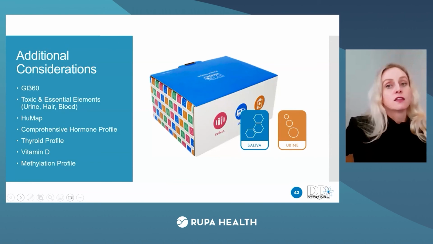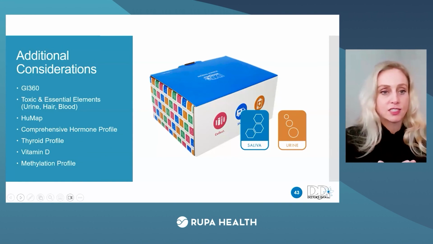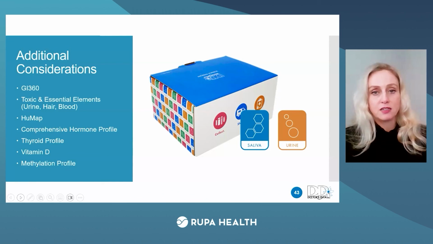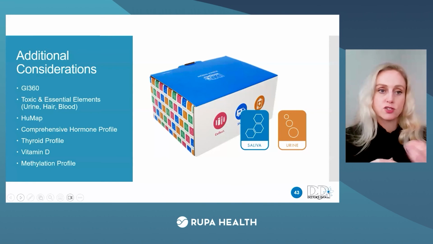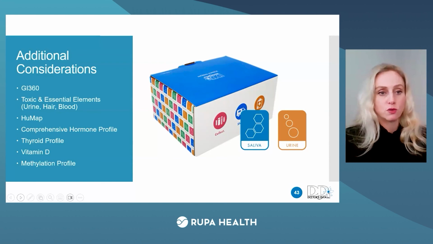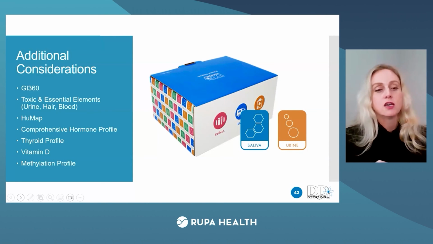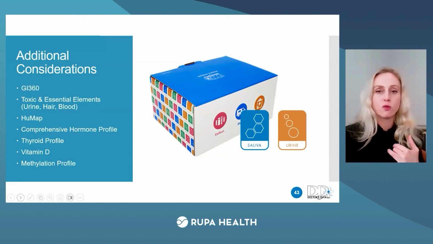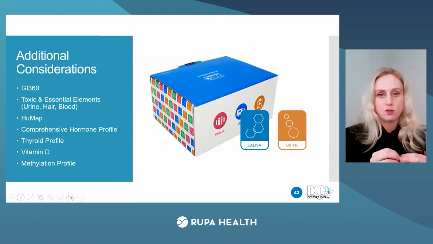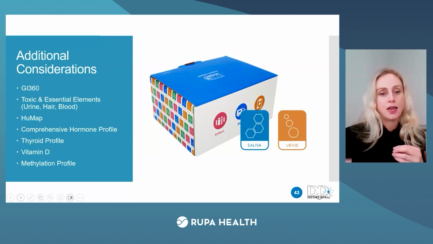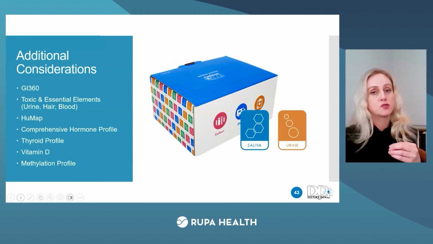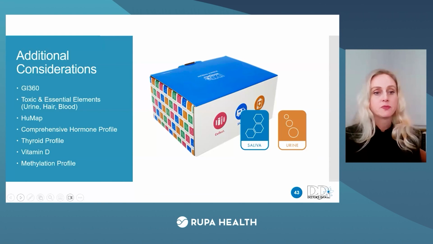Additional considerations, the cardiovascular system is intricately connected to other systems. The microbiome, we're finding more and more research that there's a connection there. So GI 360 is important. Lead plays a role with cardiovascular burden. So toxic and essential elements is important. Hormones play a role. So comprehensive hormone profile, cortisol is important. Thyroid is important. So understanding that, HUMAP, hormonal metabolites. Again, thyroid is really important, especially in individuals with hypothyroid. I would address that. Vitamin D is important. And again, the methylation panel is important for the homocysteine component.